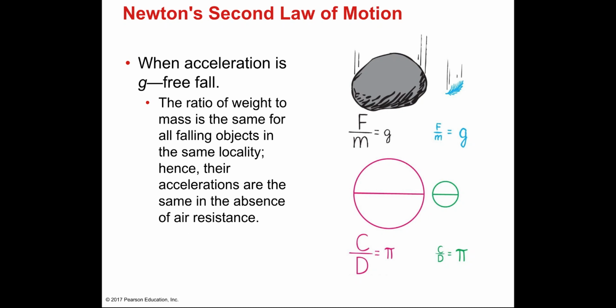The ratio of the weight to the mass is the same for all falling objects in the same locality. The accelerations are the same in the absence of air resistance. We've talked about this before. Because when the mass becomes big, guess what? The force also is going to increase. And so for that reason, g remains the same. So the g for a leaf and the g for a stone is going to be the same. Take note.